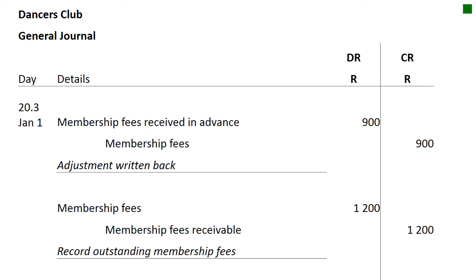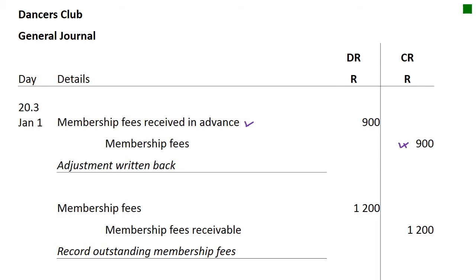So these are our journal entries to reverse those amounts, and this is what's required in the question. The first amount, the membership fees received in advance, had a credit balance, so we clear that account and we debit the account with 900 and we credit membership fees with 900. The reason we're doing that is because it's this year's membership fee income, so we're showing the 900 Rand now as income for the current year.